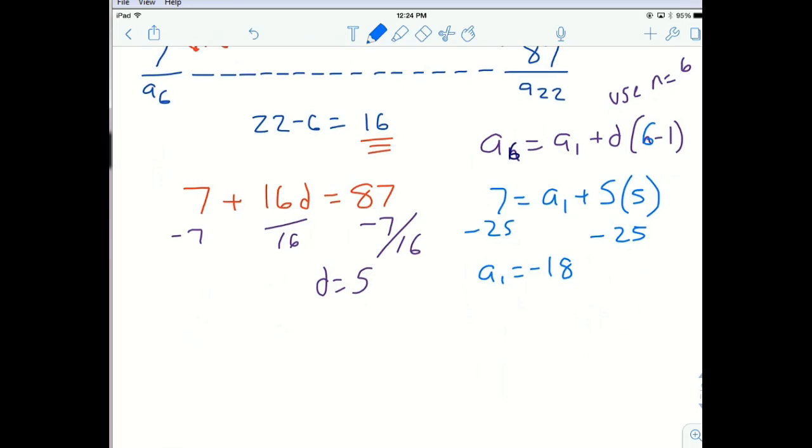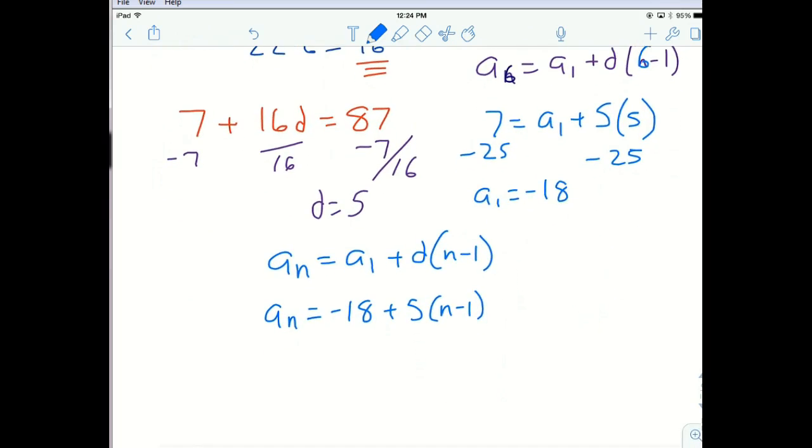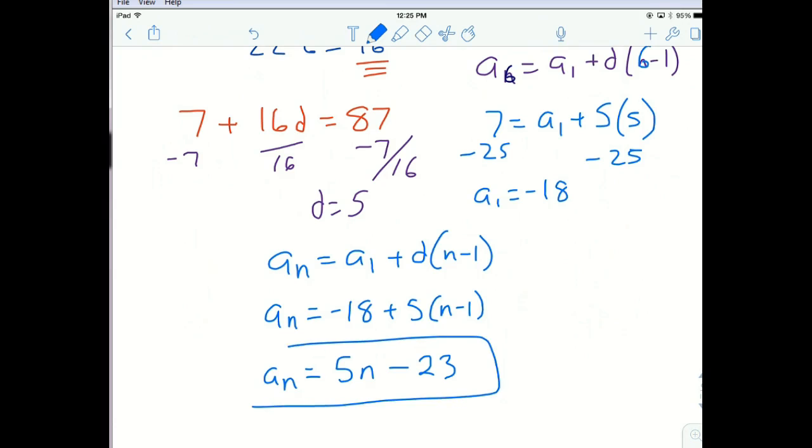And now we can wrap it all together back in the original formula. a sub n equals a sub 1 plus d times n minus 1. And if we're going to write the general rule, a sub n is equal to a sub 1, which is negative 18, plus the common difference, which is 5, times n minus 1. And when you multiply this out, a sub n equals 5n minus 23. And there you have the simplified version.